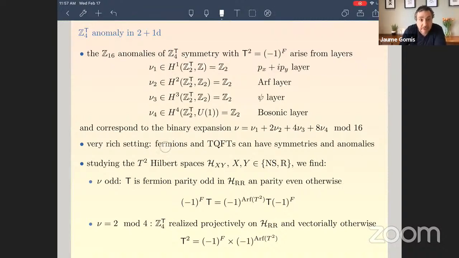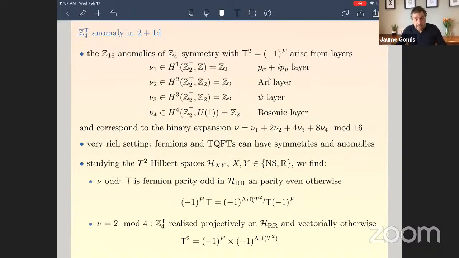Now, this setup is extremely interesting because you can consider systems that have this symmetry and these anomalies by studying fermions, but also non-trivial topological quantum field theories. So that's the natural home of topological quantum field theories in 2+1 dimensions. Both systems can have these symmetries and these anomalies.